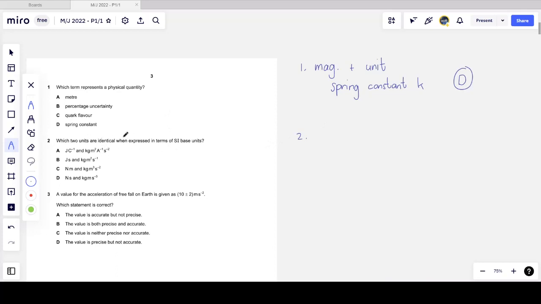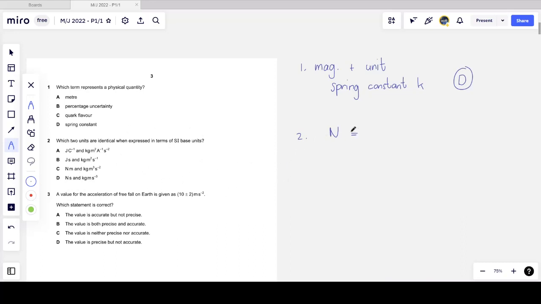Question 2 says, which 2 units are identical when expressed in terms of SI base units? Now, I can see on the left-hand side, I have derived units. I have joules and newtons, etc. And on the right-hand side, I have base units, kgs, meters, amperes, seconds, and so on. So I could go and do this option by option, which will take a long time, but will obviously ensure I get the right answer. But what I also can do is wherever I'm doing my working, I can be a bit clever about this. I can say, well, let me take a newton and a joule, which are the derived units being expressed on the left-hand side, and convert them to base units.